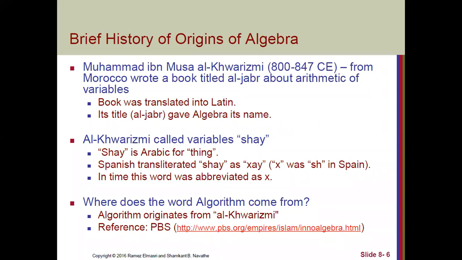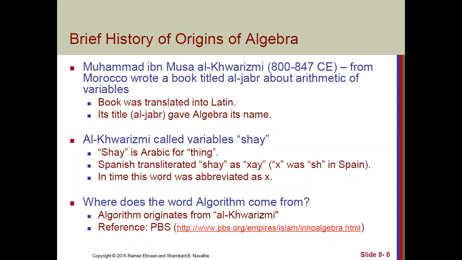Al-Khwarizmi called variables shay. Shay is Arabic for things. Spanish translated it as Che, or Ze, and X was SH in Spain. Different languages have different pronunciations and different expressions. Whenever we have those translations, sometimes the phonetics are different, and if the phonetics are different, then they have a different look. In time, this word was abbreviated as X.